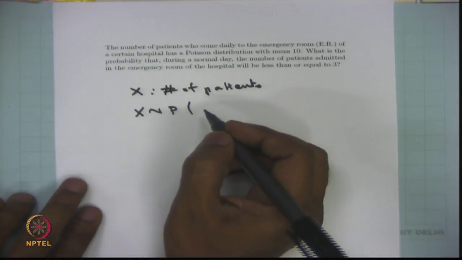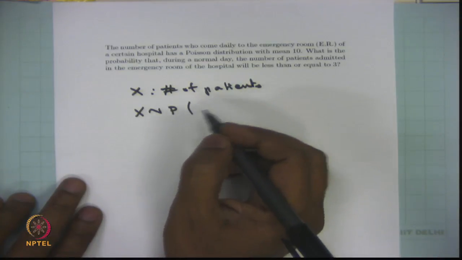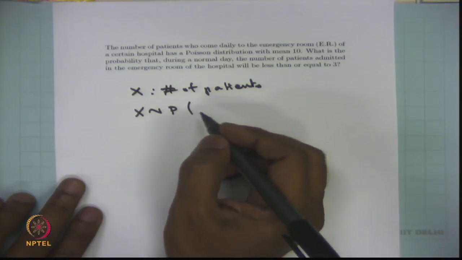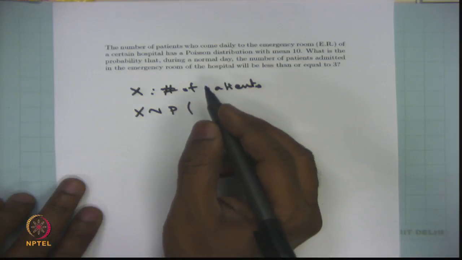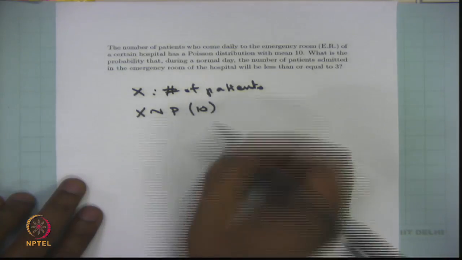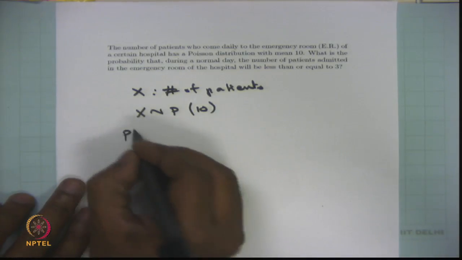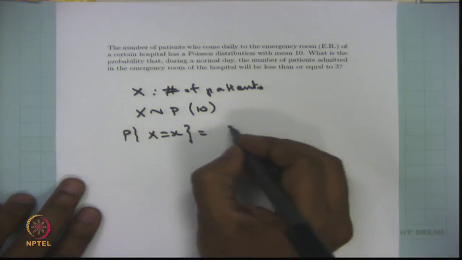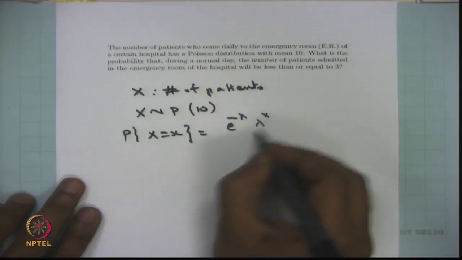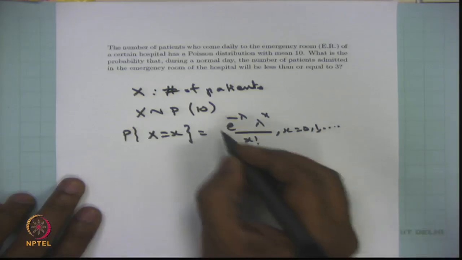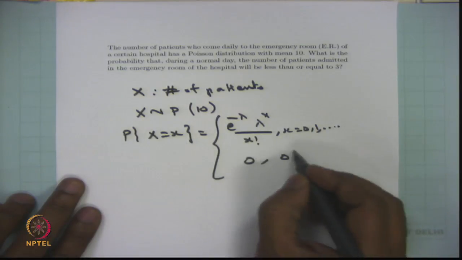If you recall the Poisson distribution, suppose it has the parameter lambda, the mean is lambda, and the variance is also going to be lambda. So here the Poisson distribution with the mean 10 means lambda is 10. Therefore, you can immediately write down the probability mass function of the Poisson distribution, that is e^(-lambda) lambda^x / x! when x takes a value 0, 1, 2 and so on, otherwise 0.